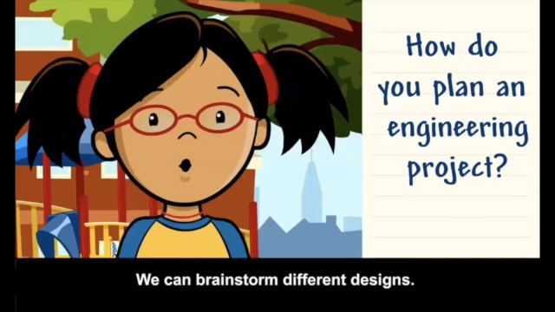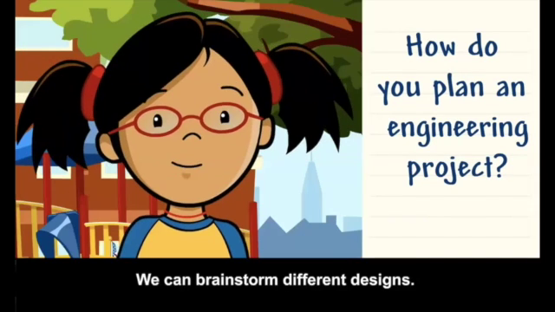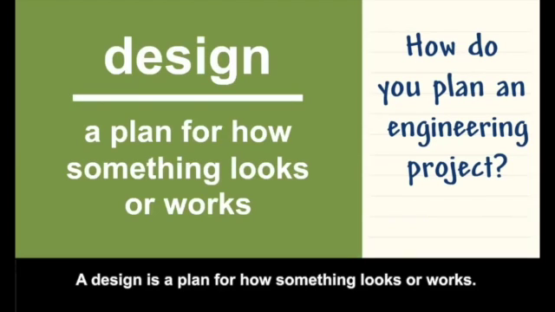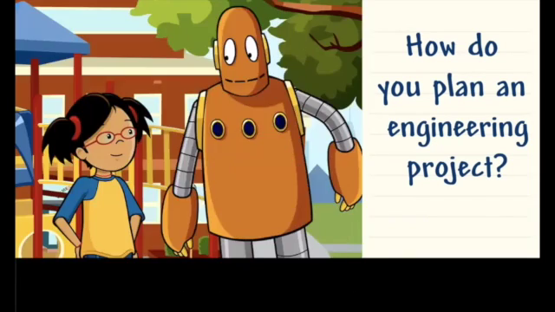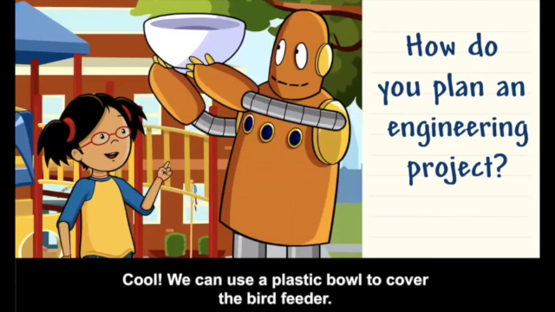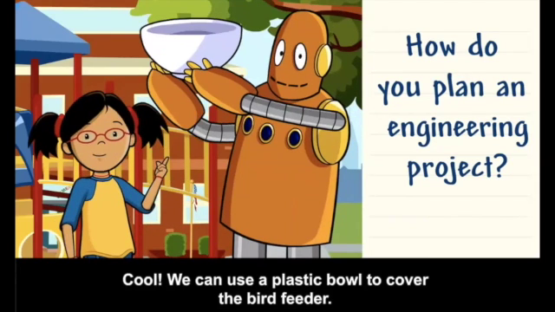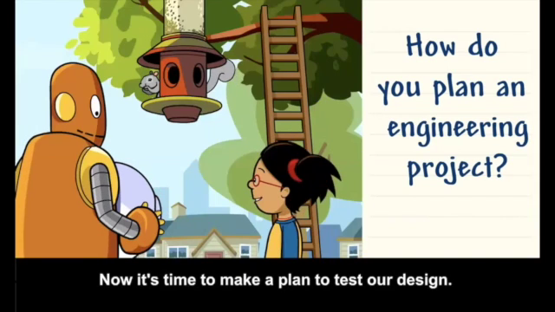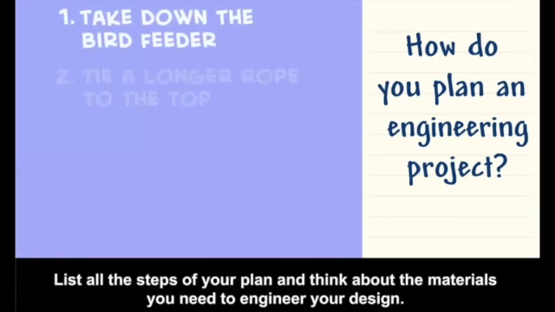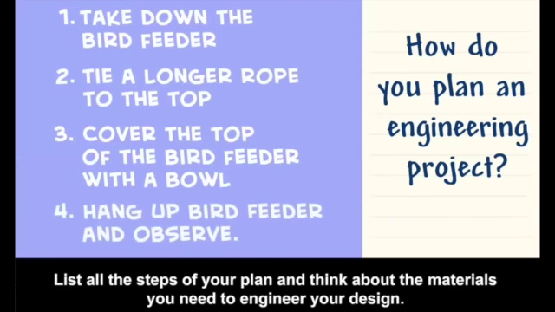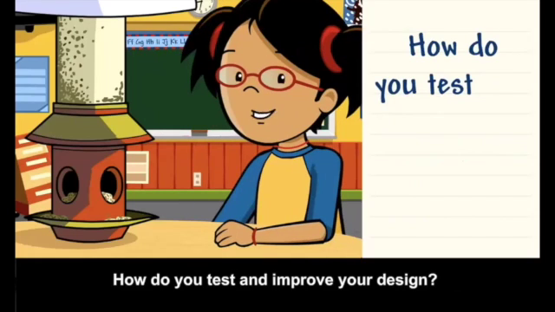We can brainstorm different designs. A design is a plan for how something looks or works. Cool! We can use a plastic bowl to cover the bird feeder. Now it's time to make a plan to test our design. List all the steps of your plan and think about the materials you need to engineer your design. How do you test and improve your design?